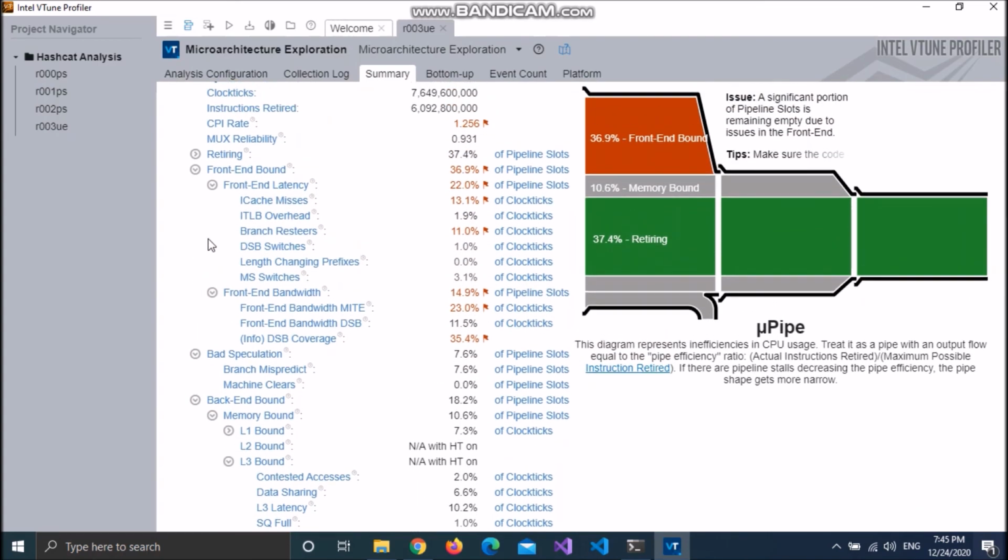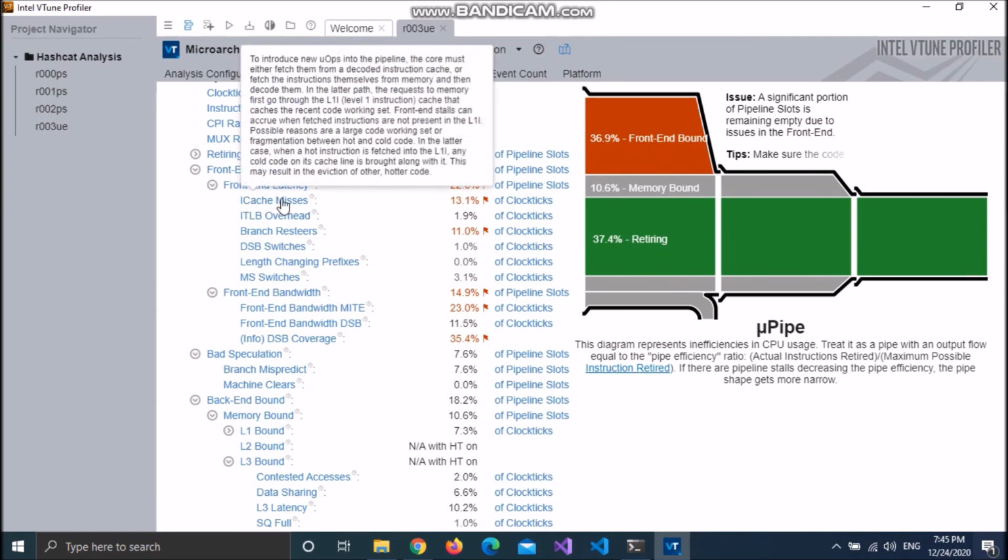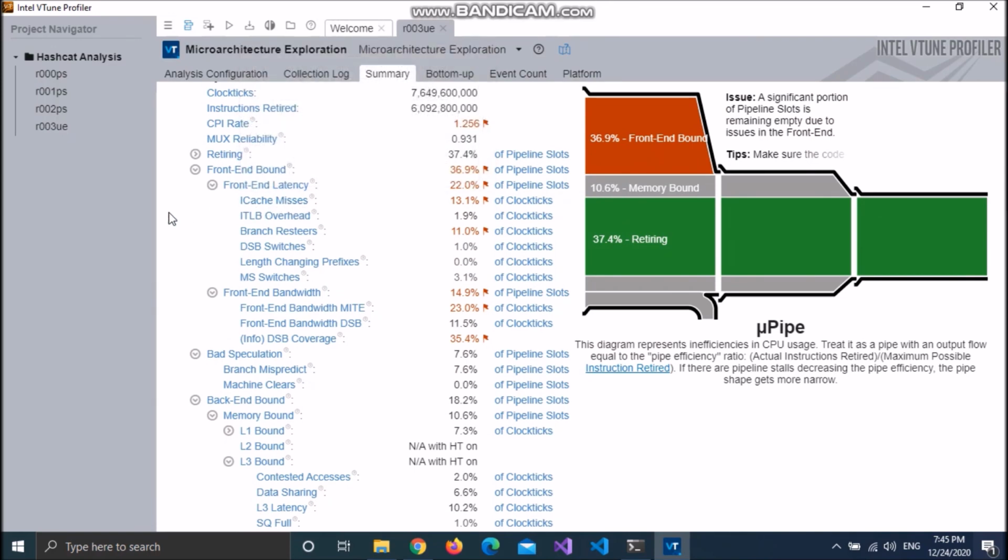And also, I see here I cache misses, which is instruction cache misses. It is front end latency, so I think that is at level 1. It should probably be on level 1. The I cache misses for instruction references.